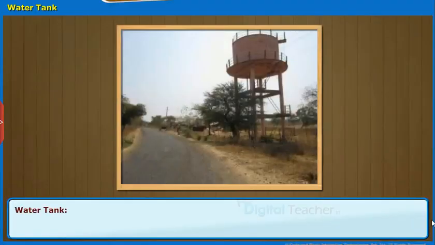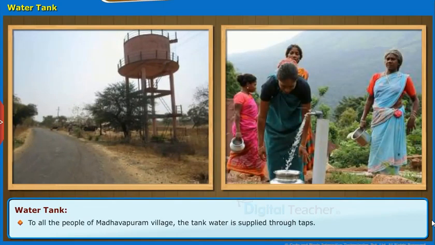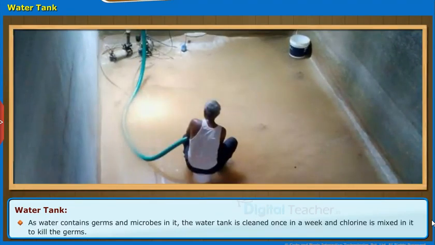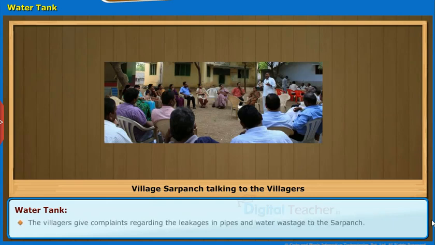Let us now know about the water tank of the village. A water tank is a container which is used to hold a huge quantity of water. To all the people of Madhavpuram village, the tank water is supplied through taps. As water contains germs and microbes in it, the water tank is cleaned once in a week and chlorine is mixed in it to kill the germs. In the village, the sarpanch is responsible for proper functioning of the tank. The villagers give complaints regarding the leakages in pipes and water wastage to the sarpanch.